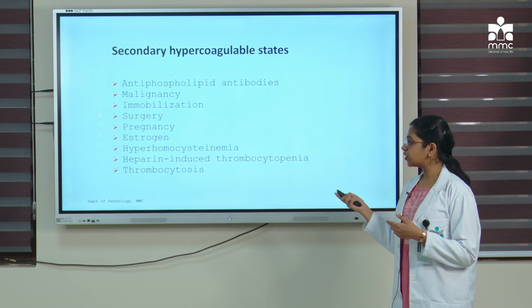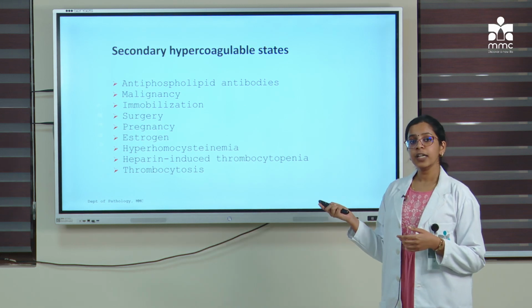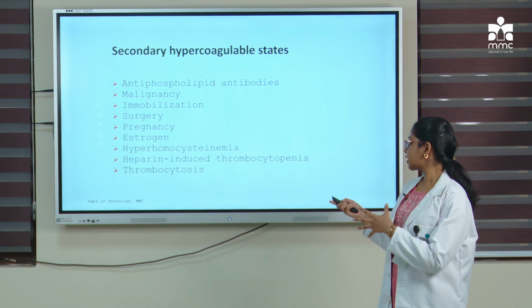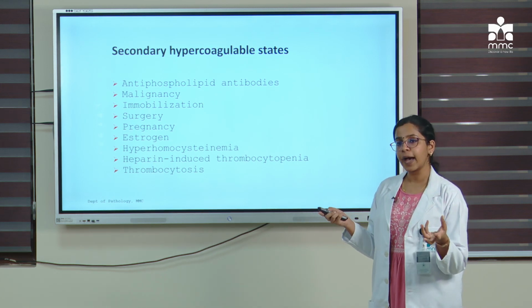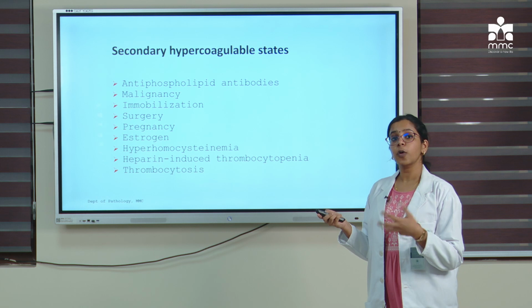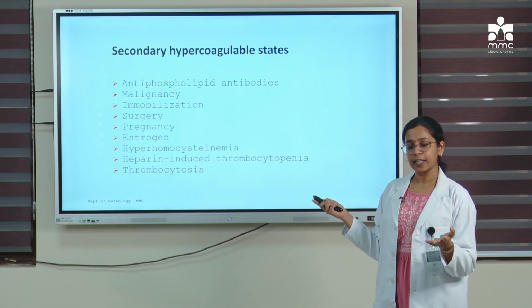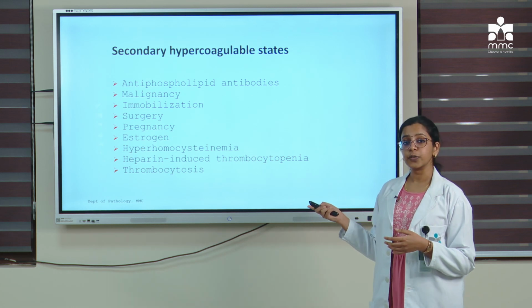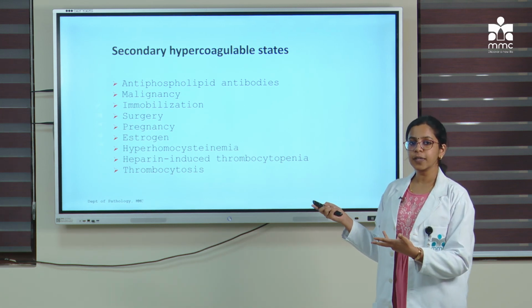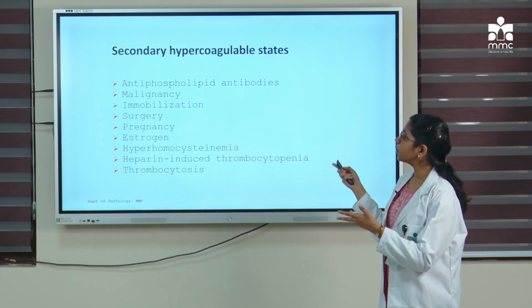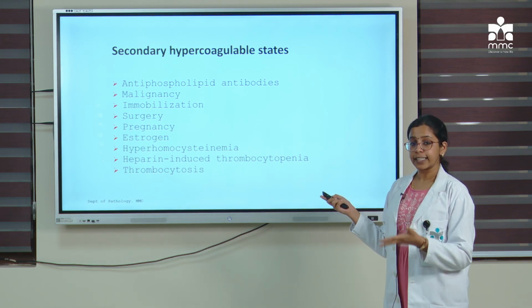Then if there is hyperestrogenism, hyperhomocystinemia, and the next one is heparin induced thrombocytopenia. This is a clinical presentation. Whenever a patient is on heparin, sometimes you get peripheral smears with thrombocytopenia, and once they are off the heparin, you will find a normal platelet count. Then we have something called thrombocytosis. One myeloproliferative neoplasm associated with thrombocytosis is essential thrombocythemia. So, these are the various secondary hypercoagulable states.